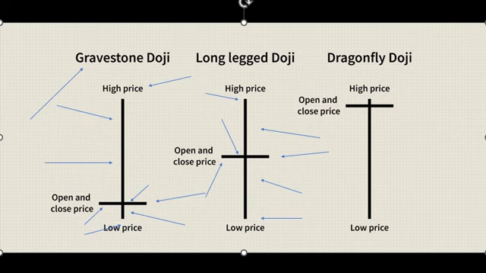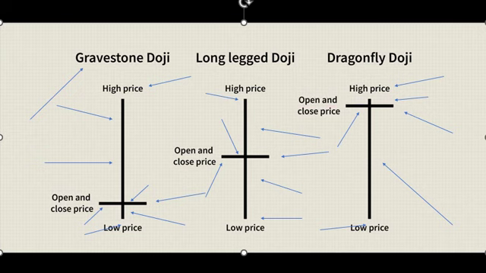Okay, so the next one is the DragonFly Doji. The DragonFly Doji is the reverse of the Gravestone Doji. It has a really big shadow and a small body at the top, and also this is the high price and the low price, the opening and the closing. The opening and the closing is right over here. Okay, so now we know the names of these dojis: Gravestone Doji, Legged Doji, and DragonFly Doji.